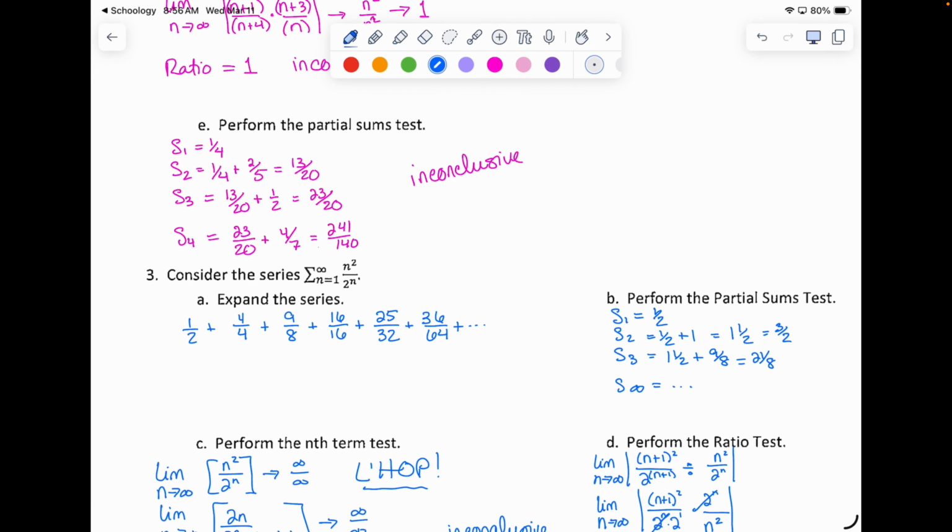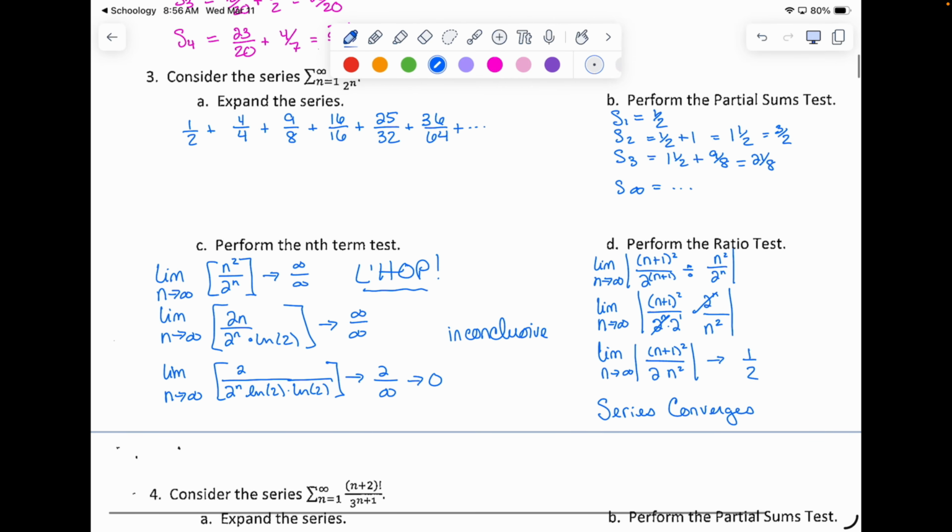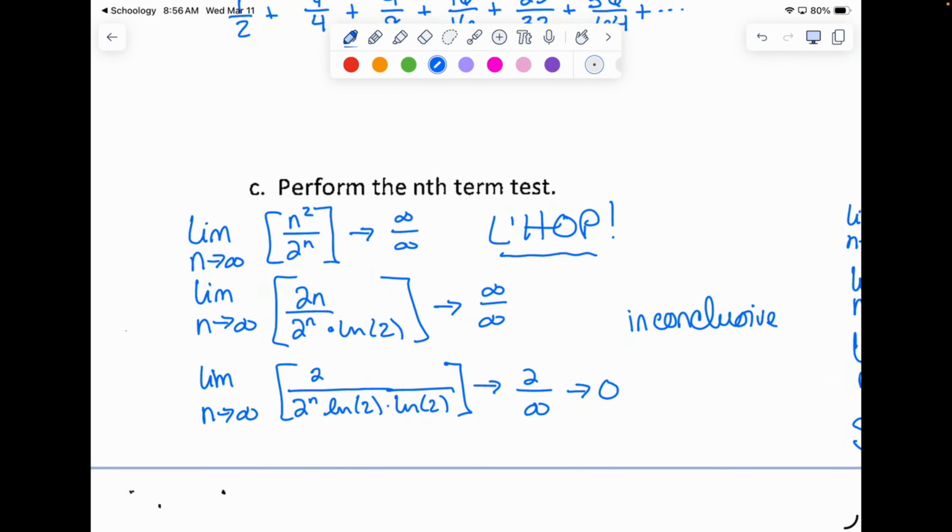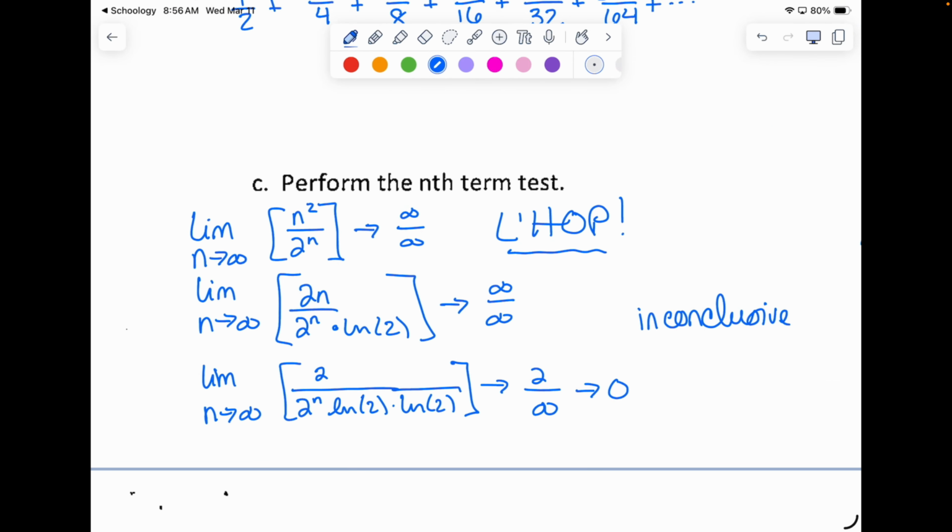So perform the nth term test. This is the most interesting problem on the page. So the nth term test says, what's the limit as n approaches infinity of my terms? So infinity squared over 2 to the infinity approaches infinity over infinity. That looks like it's going off into the sunset. I don't know how to evaluate that, except we have a tool.